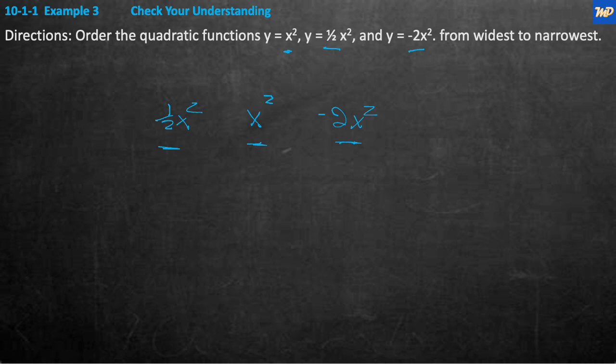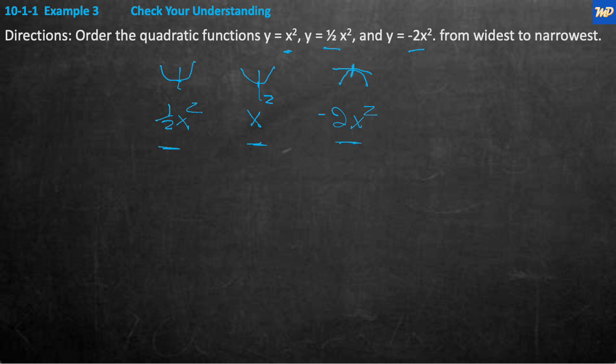Opening up or opening down? Well, they didn't ask for that, and you probably didn't do it either, because we didn't ask it in the problem. But which one's opening up? Well, the half x squared is a positive term, so it is opening up. X squared, a is positive, it's opening up. The negative 2x squared is negative, it's opening down. The vertex is a maximum there. On the other two, the vertex is a minimum.